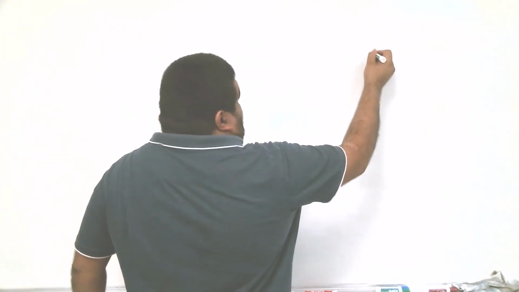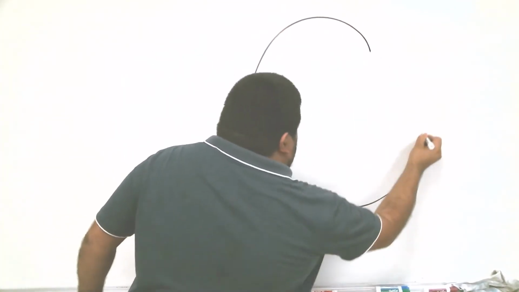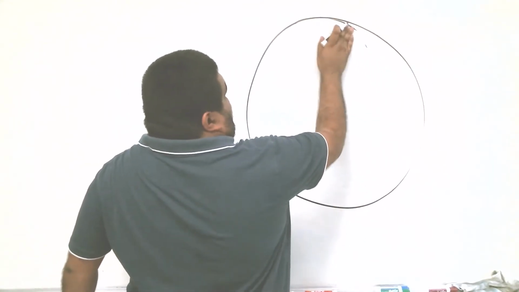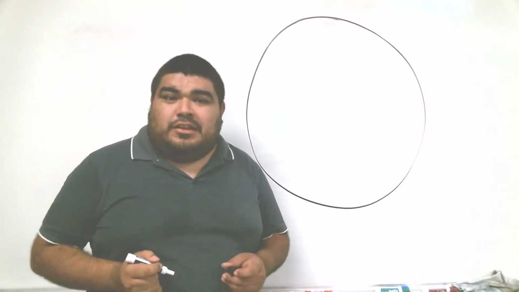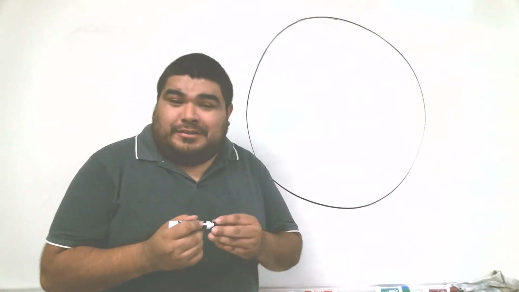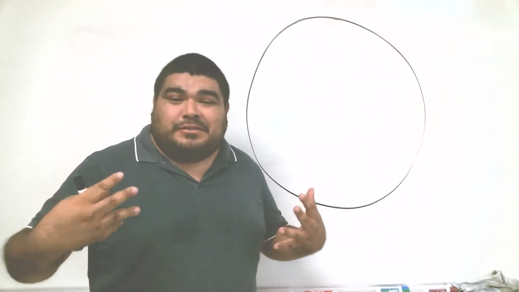All right, guys. So let's start off by drawing a circle. All right. Notice that my circle's a little off, but it's okay. This is not art class, okay? This Rivera is not the best at drawing.